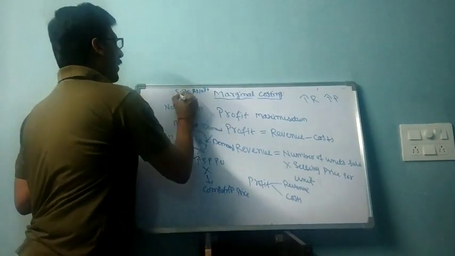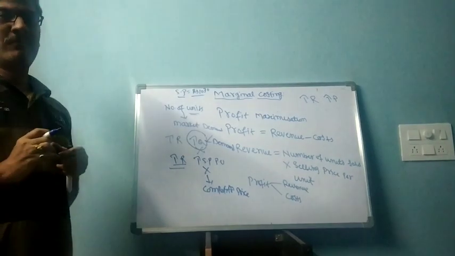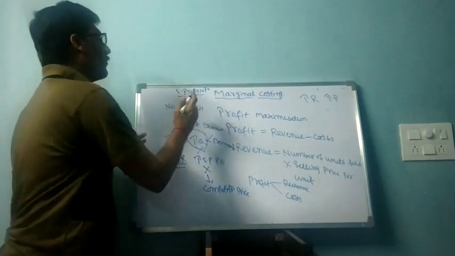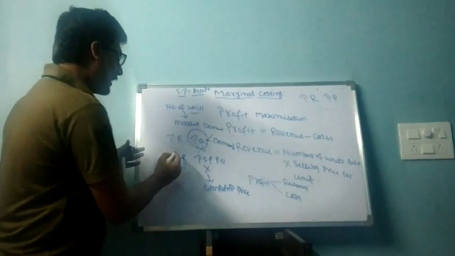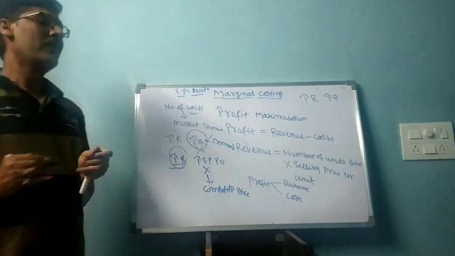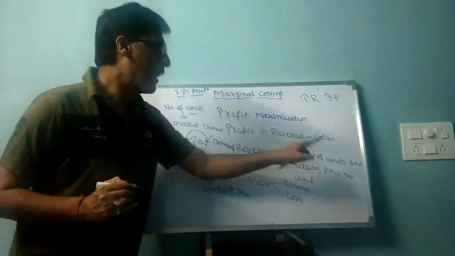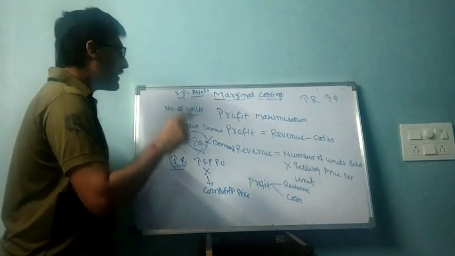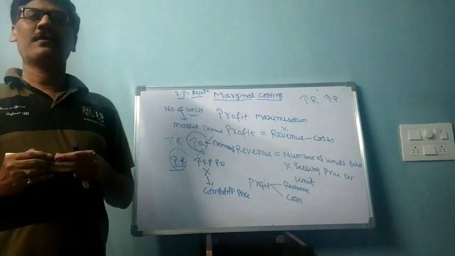In my example, what I have taken? The competitor has fixed 10 rupees per unit for the same product which you are selling in the market. So you cannot fix more than 10 rupees. So the alternatives available for increasing the revenue are not possible. You cannot increase the number of units which you are selling, and you cannot increase your selling price. So you cannot increase the revenue.